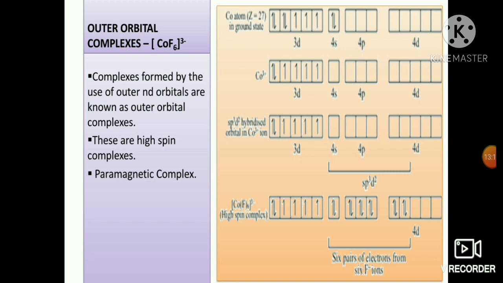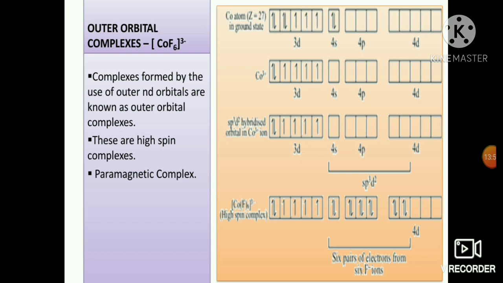As fluorine is a weak ligand, pairing will not take place against Hund's rule of maximum multiplicity, as explained earlier. Remember, fluorine is a weak ligand. So here pairing of electrons does not take place against Hund's rule of maximum multiplicity. The outer d orbitals, that means 4d orbitals, are involved in bond formation. That is why we get sp3d2 hybridization for the hexafluoro cobalt complex.